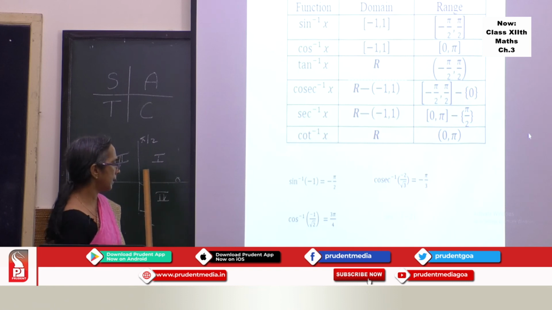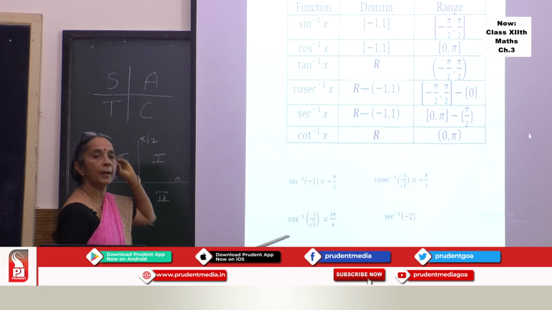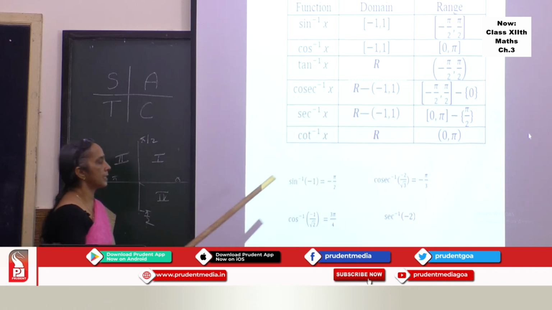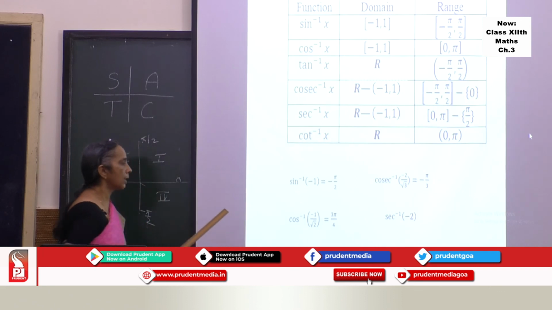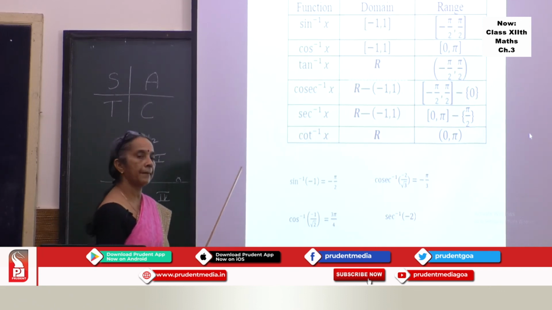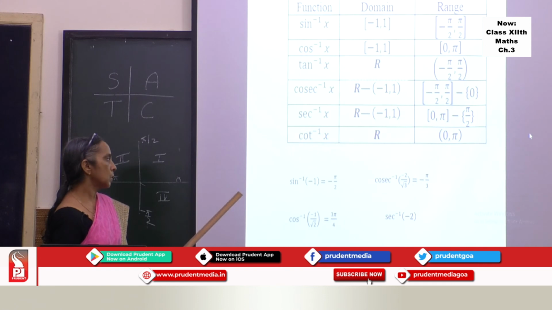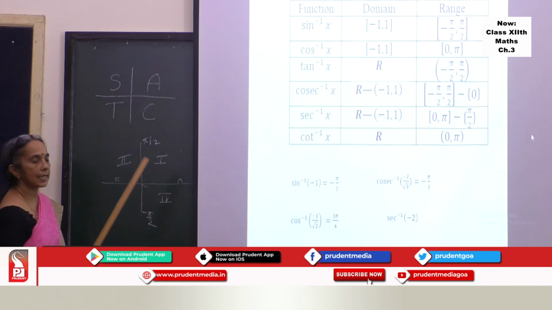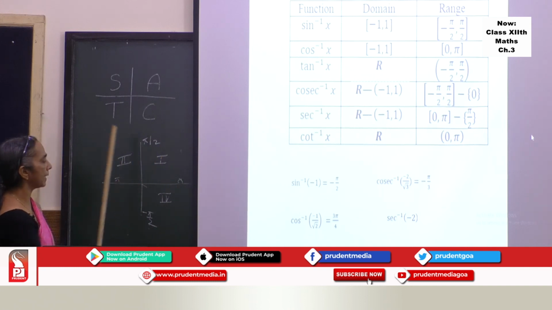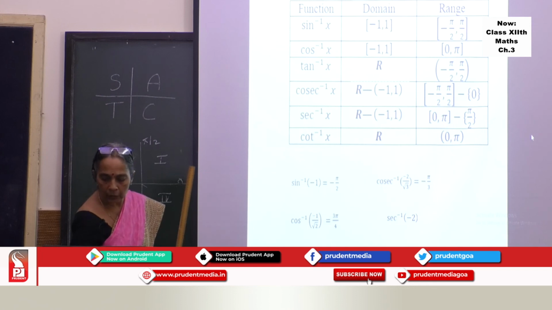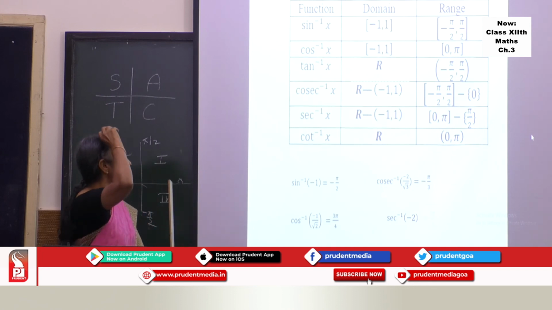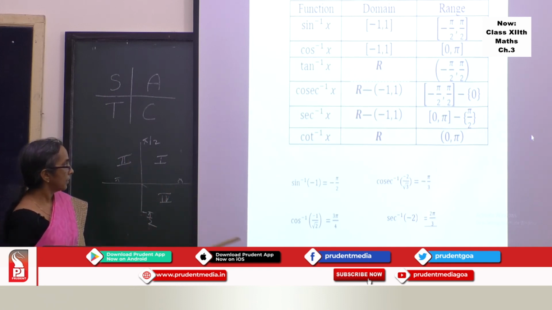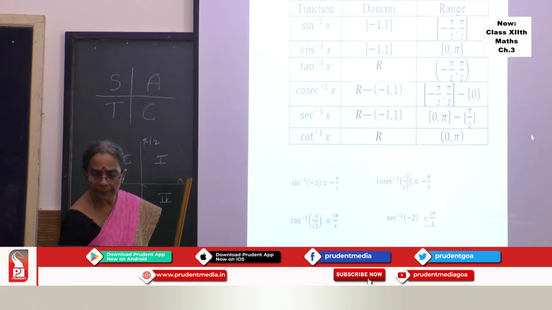Now, look at another example. Sec inverse of minus 2. It should also be an angle in the second quadrant. Sec of pi by 3 is 2. So, you have to take the corresponding angle in the second quadrant so that the sec value is minus 2. So, pi minus pi by 3, which is 2 pi by 3, is sec inverse of minus 2. Okay, some examples I gave.